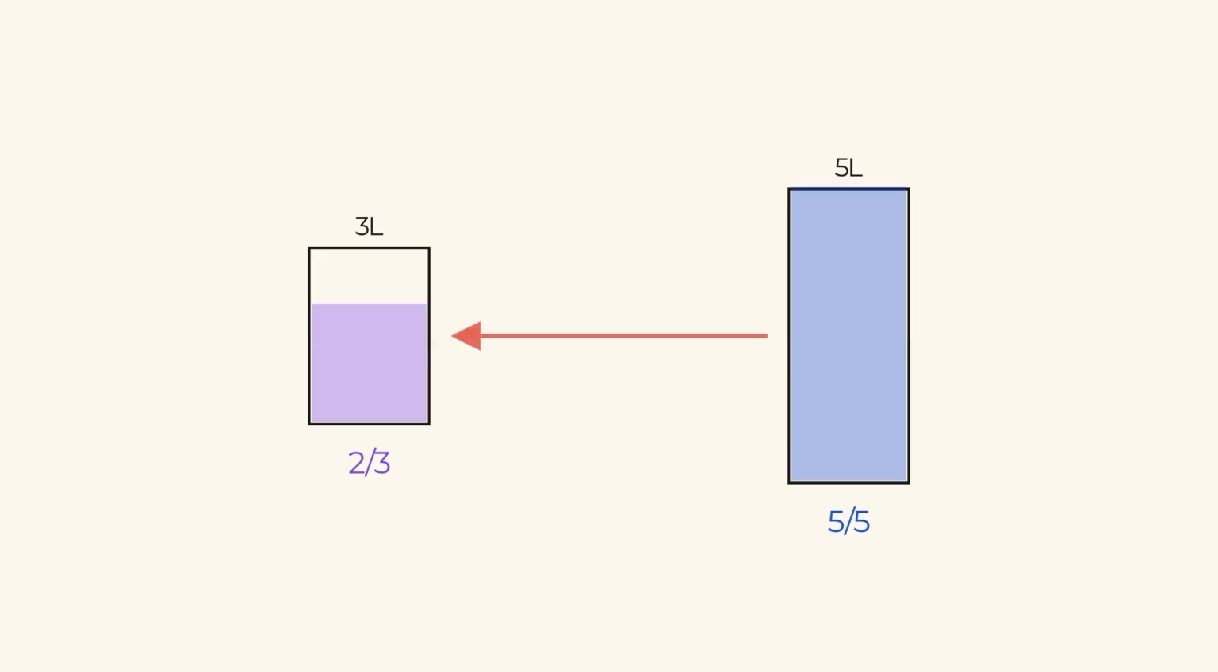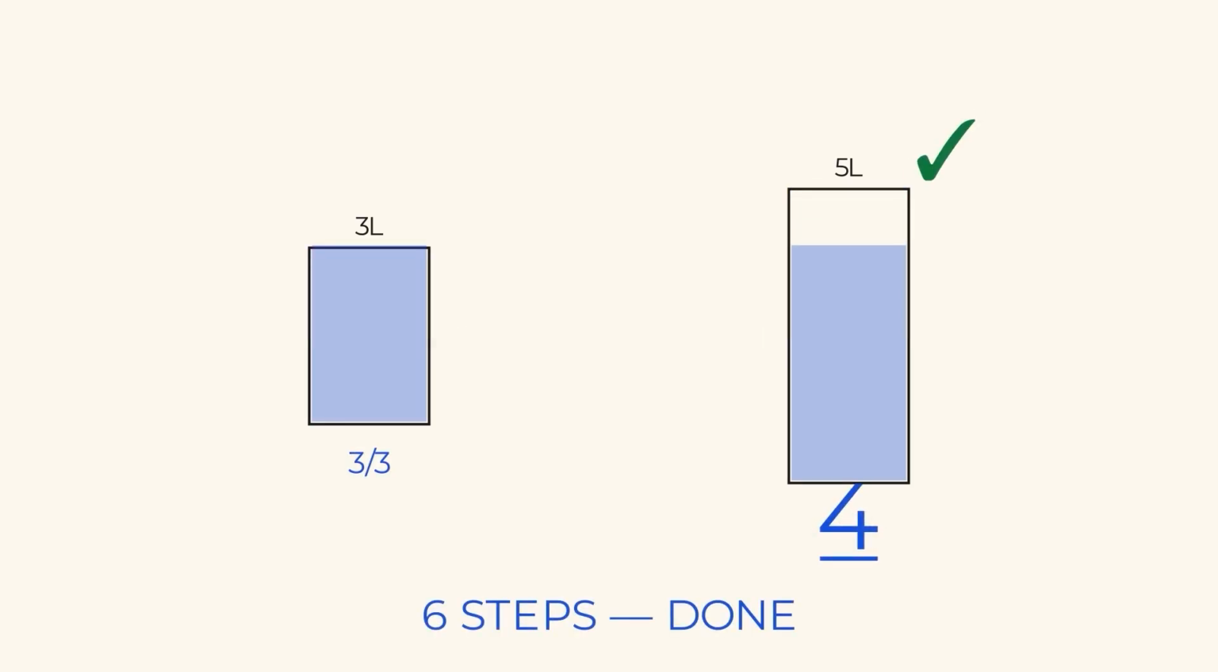Step 6. Pour from the full large bucket into the small bucket. But the small bucket only has room for 1 more liter before it overflows. That 1 liter leaves exactly 4 liters in the large bucket. 6 steps. Exactly 4 liters. That is the efficient solution.